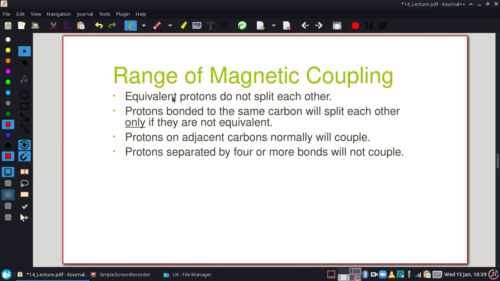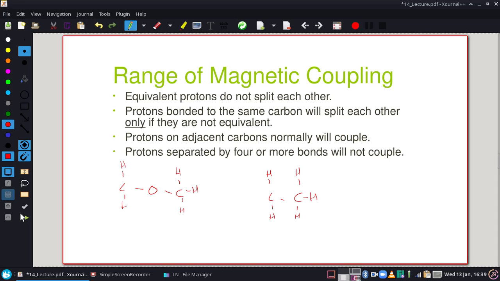So if I have a CH3 that's right near a CH2, these two both affect each other because they're on adjacent carbons. But if I were to take that same idea, but between the two I put maybe an oxygen, that has now moved them too far away, and these two do not split those three. So they have to be close.